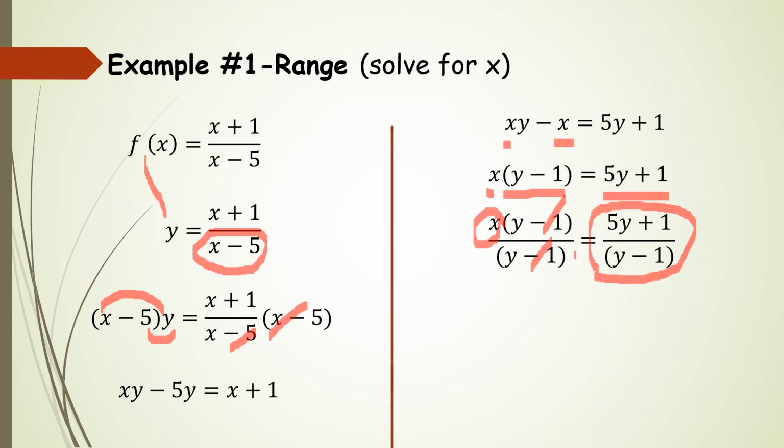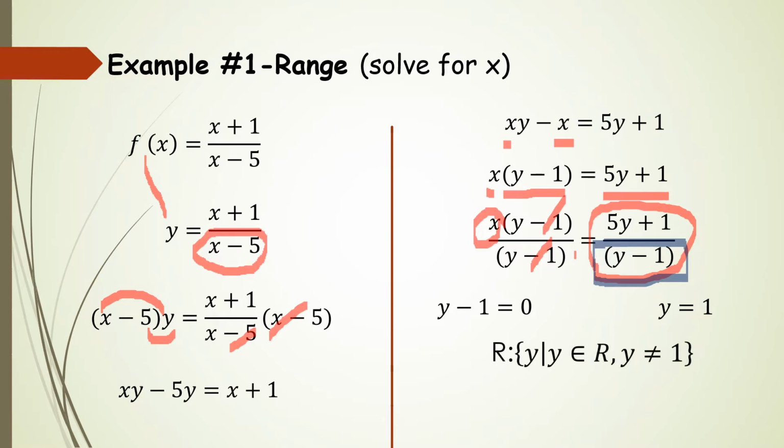Then, tingnan lang ulit natin ang denominator, which is y minus 1. Equate sa 0, then we will get y is equal to 1. Thus, our range will be y such that y is an element of real wherein y is not equal to 1. Since magiging undefined ang ating function pagka na-substitute natin ang 1. Or in the interval notation, we have range is equal to negative infinity, 1 union with 1, infinity.